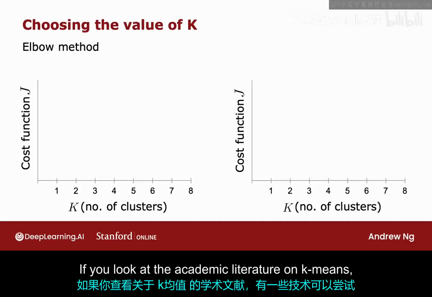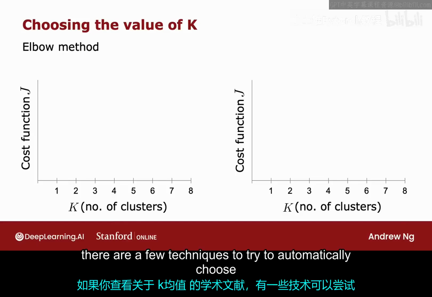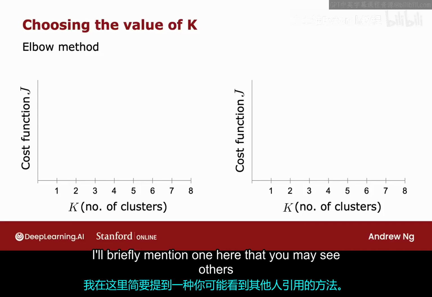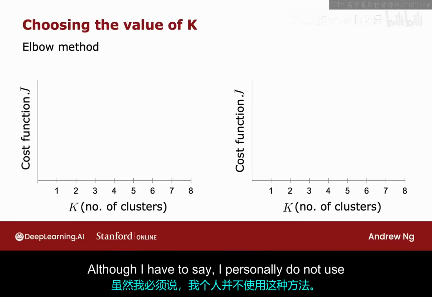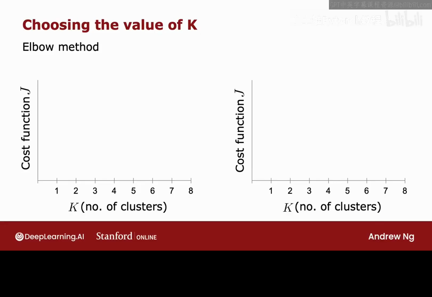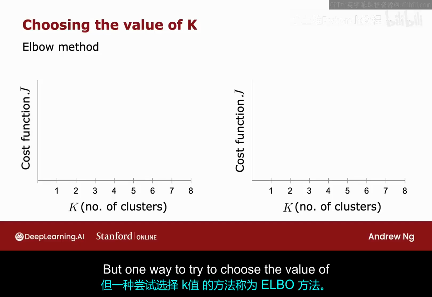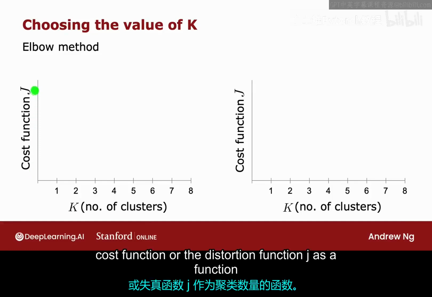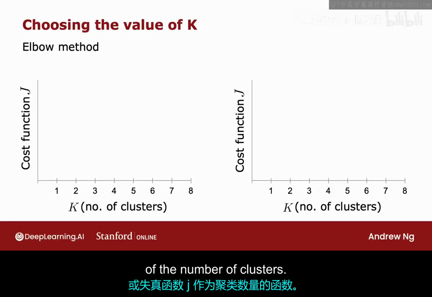If you look at the academic literature on k-means, there are a few techniques to try to automatically choose the number of clusters to use for a certain application. I'll briefly mention one here that you may see others refer to, although I have to say I personally do not use this method myself. But one way to try to choose the value of k is called the elbow method. And what that does is you would run k-means with a variety of values of k and plot the cost function or the distortion function j as a function of the number of clusters.